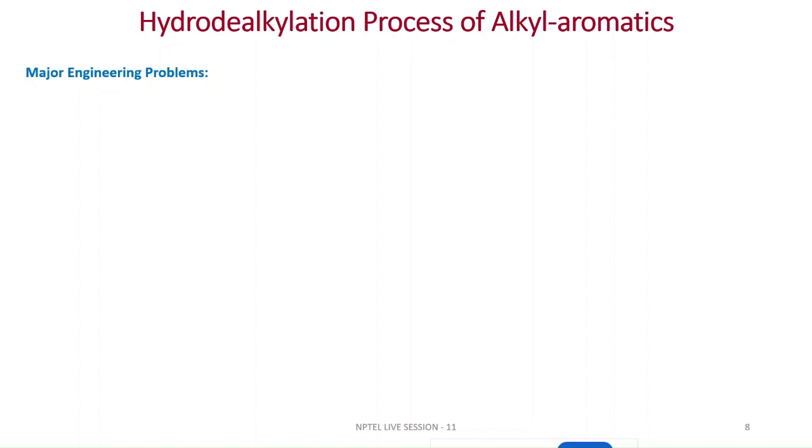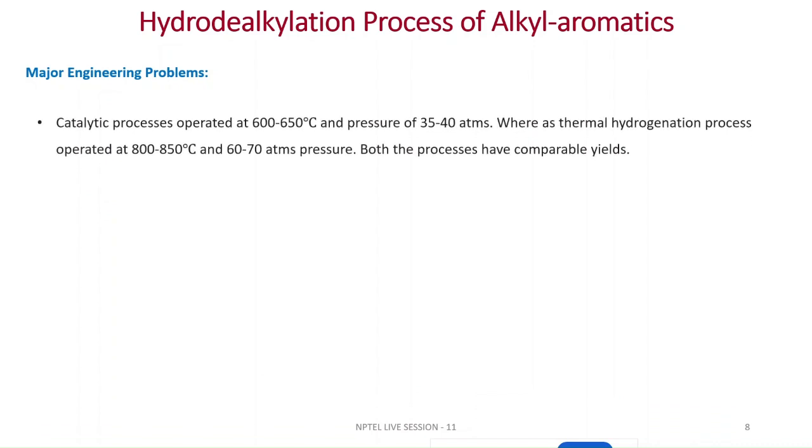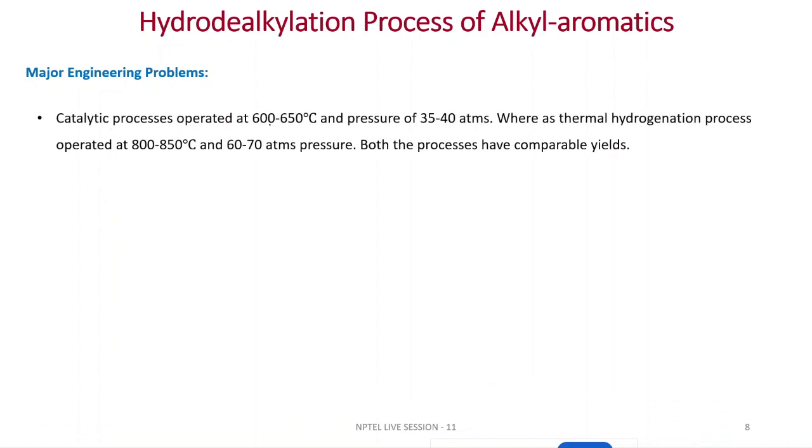We will now discuss the major engineering problems associated with the hydrodealkylation process of alkyl aromatics. The first is the catalytic process, which is operated at 600 to 650 degrees Celsius and a pressure of 35 to 40, whereas the thermal hydrogenation process is generally operated at very high temperature and high pressure. But both processes have comparable yields.